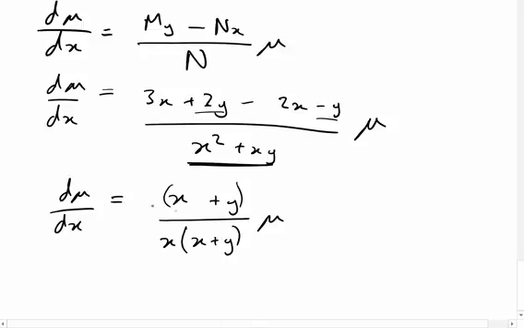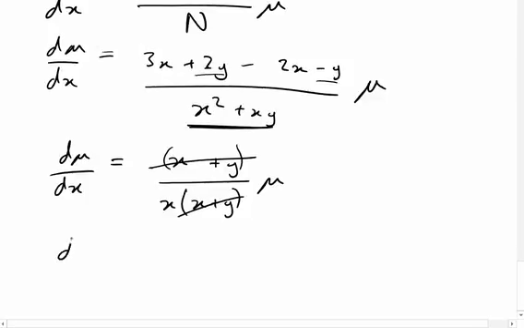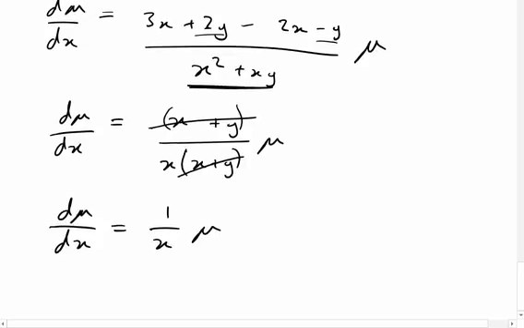Well, look, I've got an x plus y on the numerator and x plus y on the denominator, which cancel. So that basically means that d mu by dx is equal to, what am I left with? 1 over x times mu.